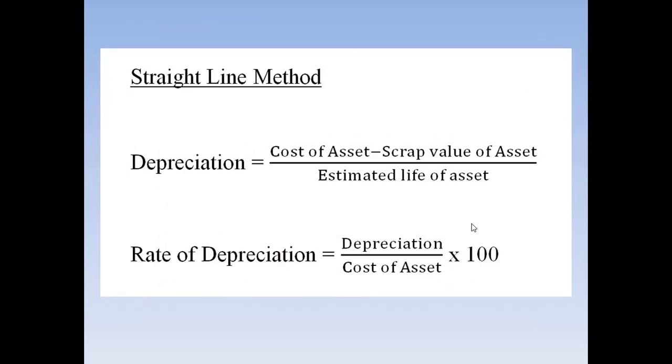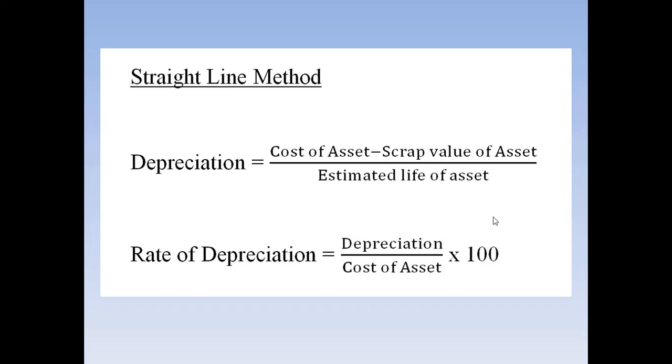Now, straight line method. The formula of the straight line method is this. Depreciation equals cost of asset minus scrap value or salvage value of asset, divided by estimated life of an asset, or the time period.